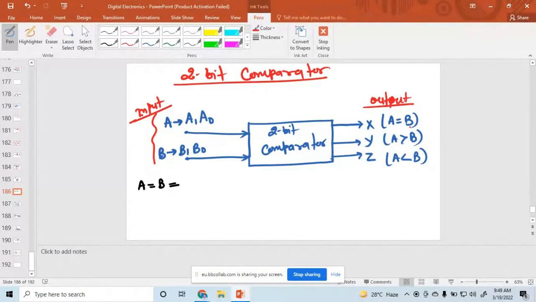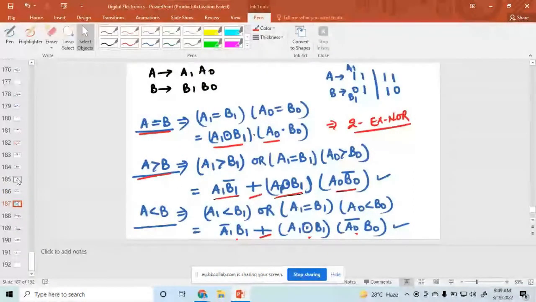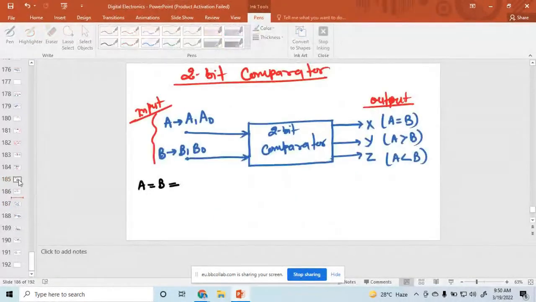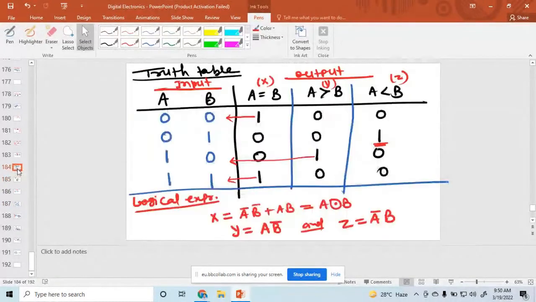Output may be A equal to B, A greater than B, or A less than B. So when we have simplified the expression through a truth table, just to see what is the value of output, you have already discussed this in the one bit comparator. So if A and B are both equal, then here the value is 1. Similarly, you can complete the truth table.